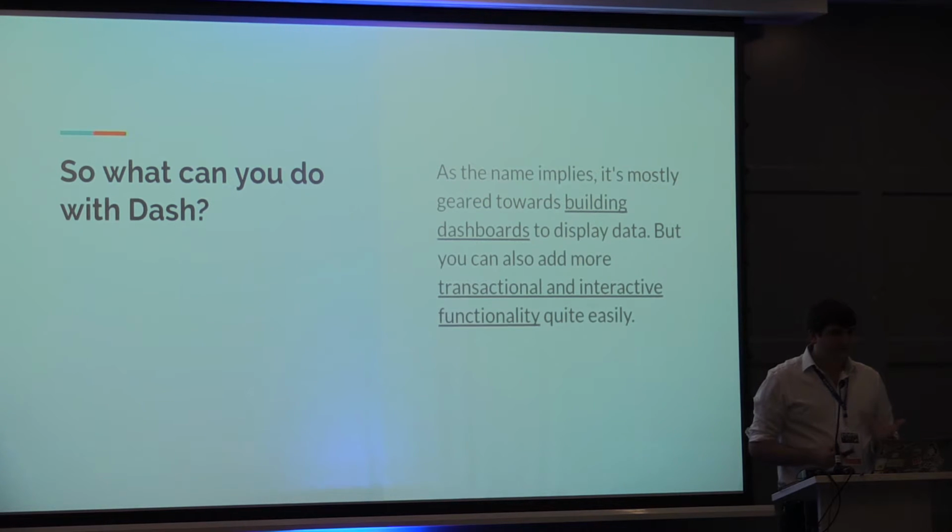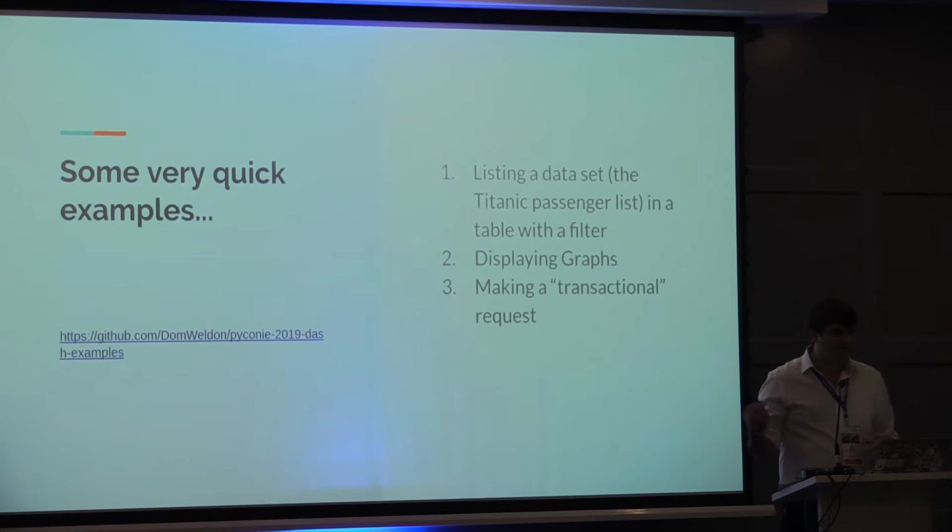So let's have a look at some other very quick examples, and these are all in that GitHub repository, which you can see the URL for there. I'm going to list a data set here, which is the Titanic passengers data set. So it's just a couple of hundred rows. Then I'm going to display a graph. I'm also going to make a transactional request to show what I mean about why Dash is really so powerful.